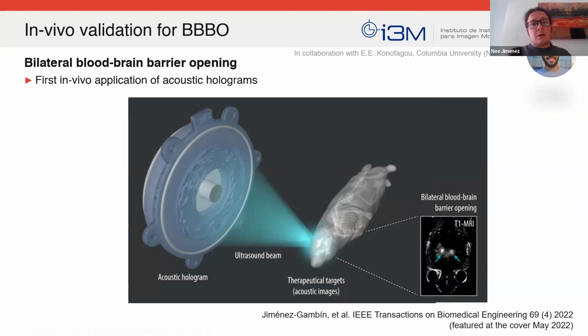So all of this was laboratory work and simulations. We needed to know if this technology really works with animals in vivo and can be used with humans in the near future. So we tested that. We got in contact with Columbia University, and our PhD student went there in order to develop these experiments. We were trying to open the blood-brain barrier and provide drug delivery in two bilateral focal spots in the brain of a small laboratory animal, a mouse.